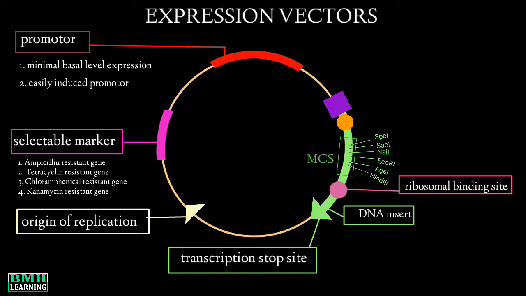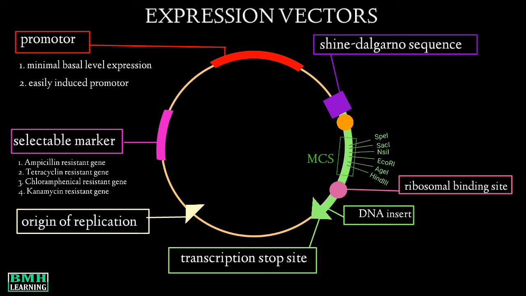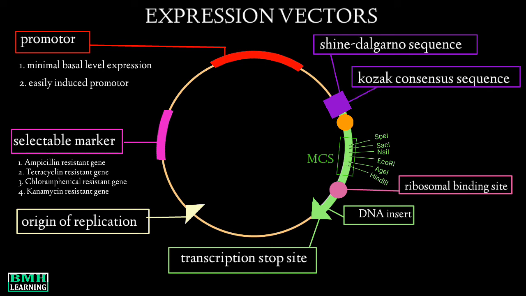Now there is an important difference you should know. There are differences in the machinery for the protein synthesis between prokaryotes and eukaryotes. Therefore, the expression vectors must have the elements for expression that are appropriate for the chosen host, either prokaryote or eukaryote. For example, prokaryotic expression vectors would have a Shine-Dalgarno sequence at its translation initiation site for the binding of ribosomes. On the other hand, eukaryotic expression vectors would contain the Kozak consensus sequence.